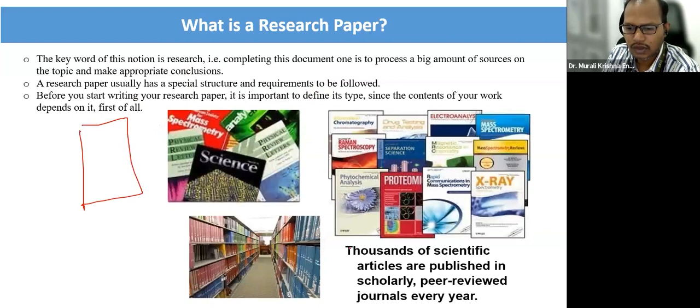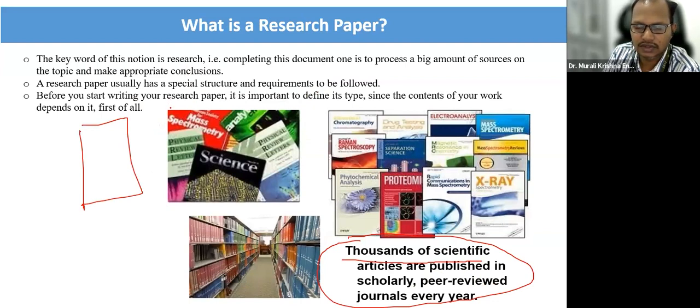Even looking at every year, roughly more than 1,000 articles are published, even in peer-reviewed journals. Every year thousands of articles are published. So many people are doing research, and we need to look at what topics are available and how to do the research. Once you have done the research, then you write the paper.